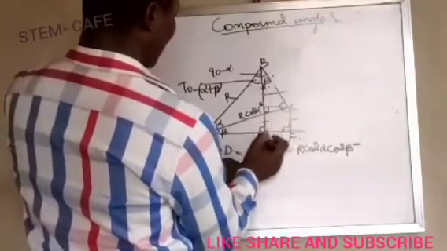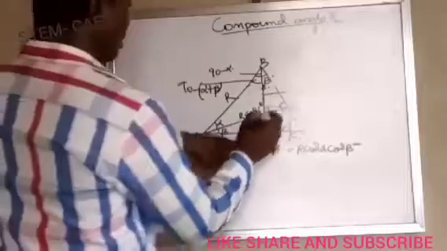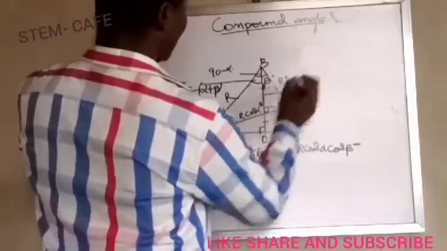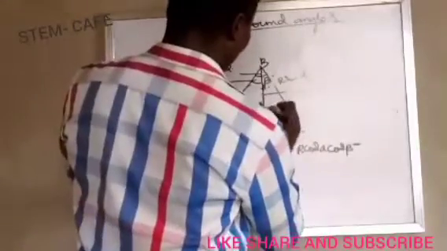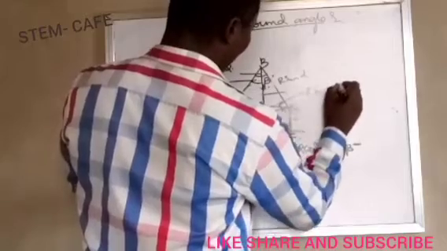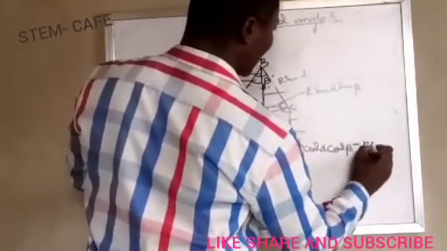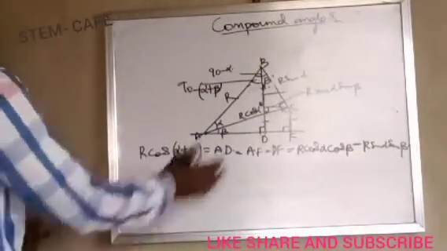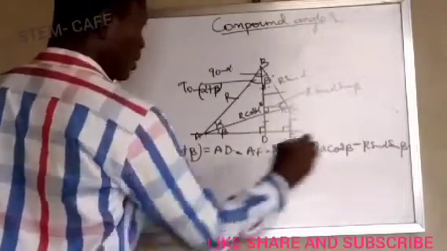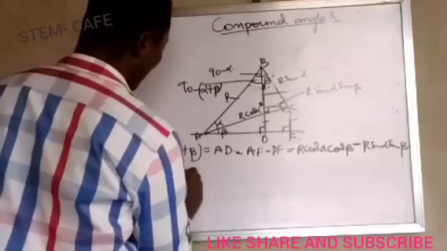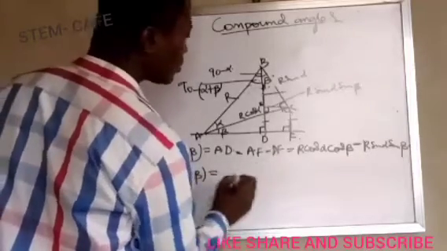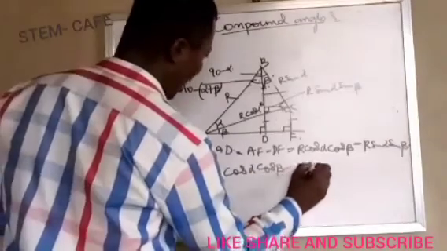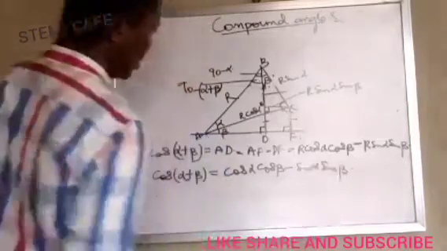DF is equal to EC. And DF will be equal to, this place is r sine alpha, so it's r sine alpha sine beta. The most important thing is getting the triangle and the angle beta, what should be there. So dividing through by r, I realize that cos (alpha plus beta) will be equal to cos alpha cos beta minus sine alpha sine beta.